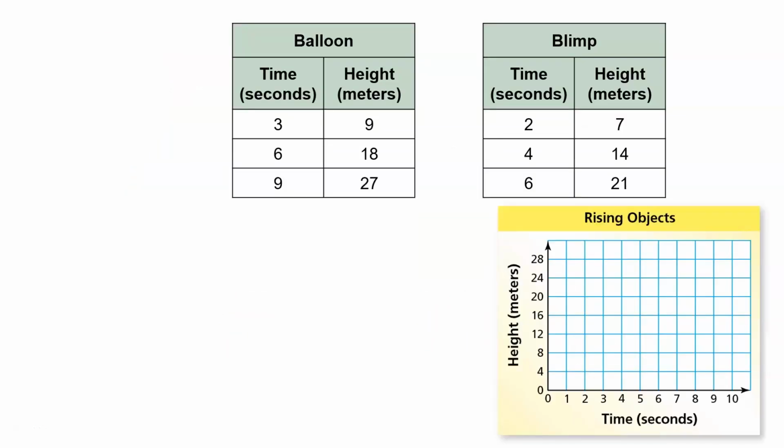Now use the equivalent ratios from the table to create ordered pairs. The ordered pairs for the balloon are 3, 9, 6, 18, and 9, 27. For the blimp are 2, 7, 4, 14, and 6, 21. Now you're gonna see that they use different colors. Are you doing this in your notes?